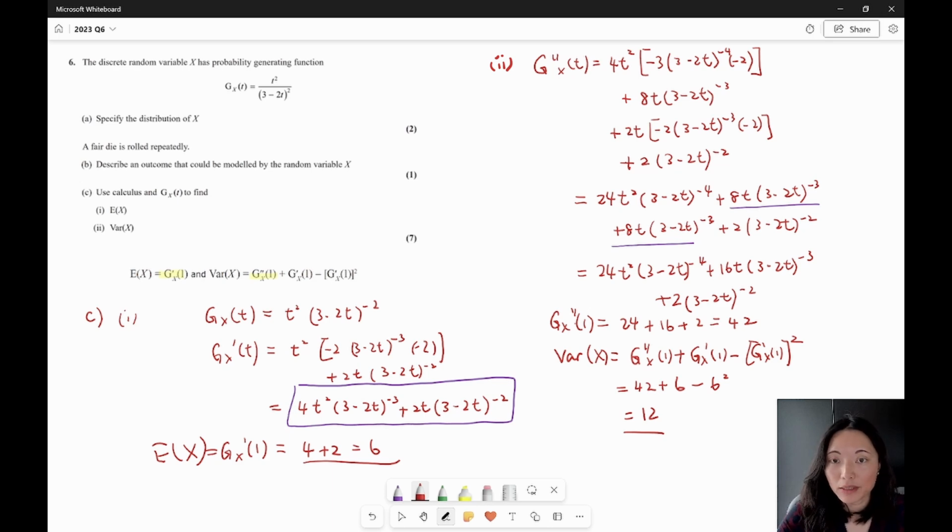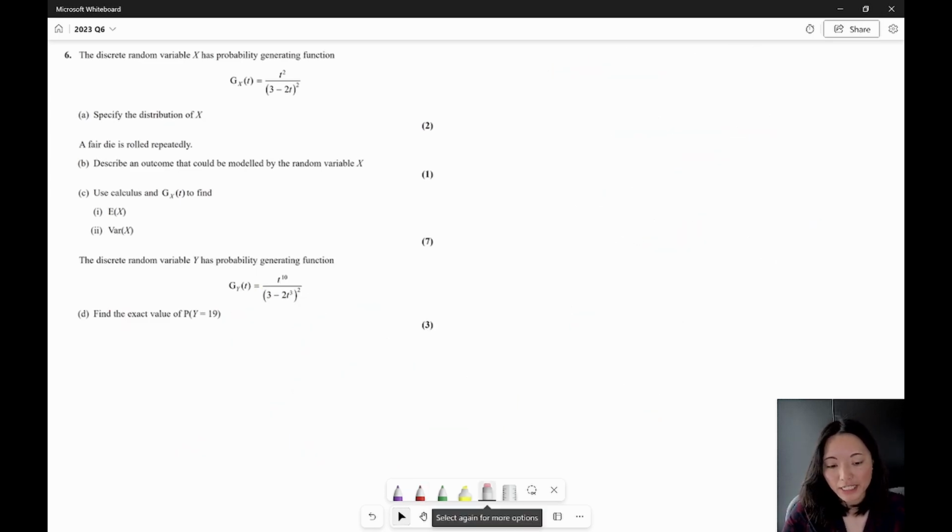After all, it's actually quite simple, but we just need to be very careful with our differentiation and the use of product rule, and we'll get the full 7 marks. Now let's look at part D. In part D, we've been given the discrete random variable y with a probability generating function, and we are asked to find the exact value of the probability of y equals 19.